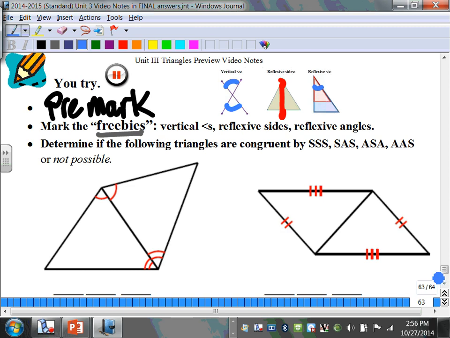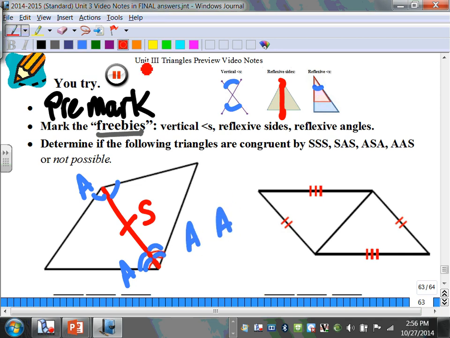Ready? So in this one, there's a freebie side, right? So we have to put an S. And notice we have a pair of angles. And then we have another pair of angles, a different pair. Notice the side is sandwiched between the angles. So this shortcut is going to be angle, side, angle.